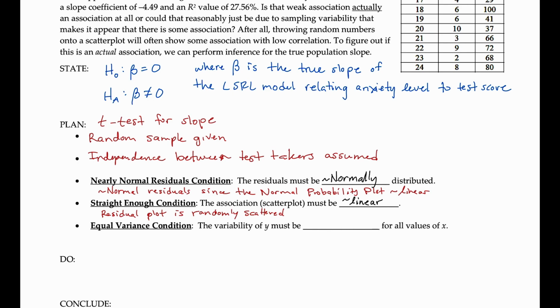The last one is the equal variance condition. This is checking that the variability of y must be approximately constant, or equal, for all values of x. How do we check that? Well, that's another thing we talked about when we looked at residual plots: making sure that the scatter above and below is pretty well balanced all the way through. So let's go back to the calculator and I'll show you what I'm talking about.